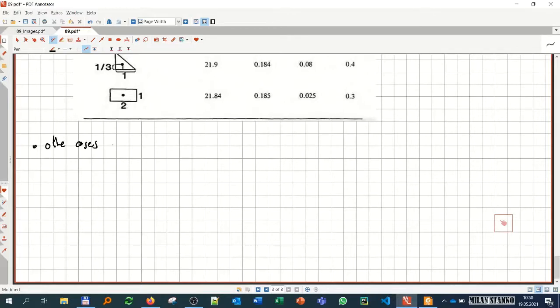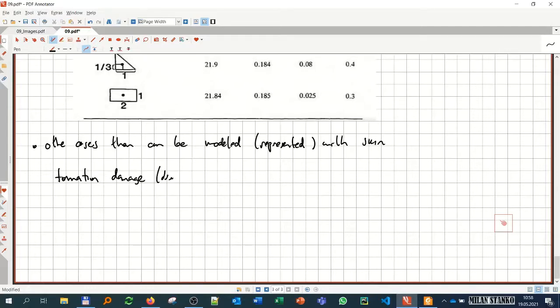is, for example, that can be modeled, or represented with skin is, for example, formation damage, where we have due to drilling, and in this case S is typically greater than 0.